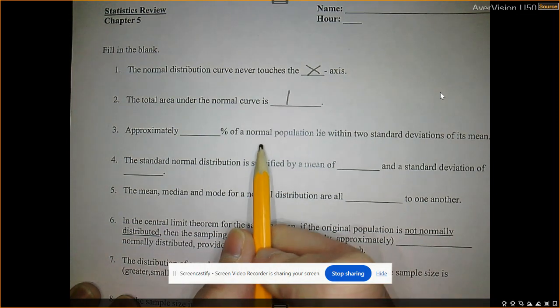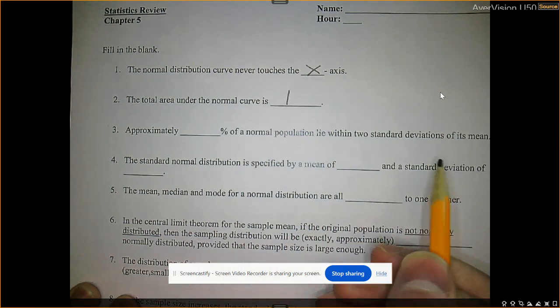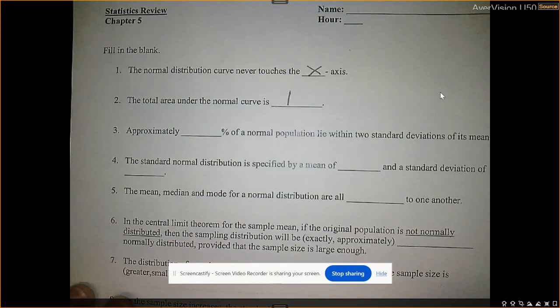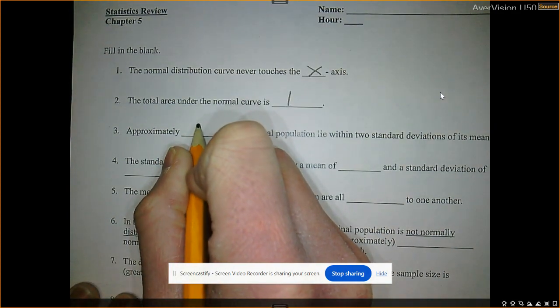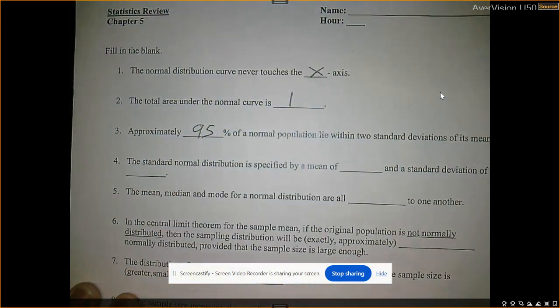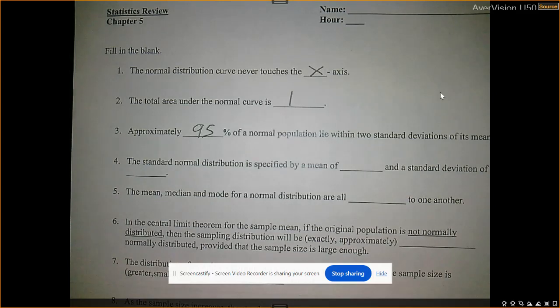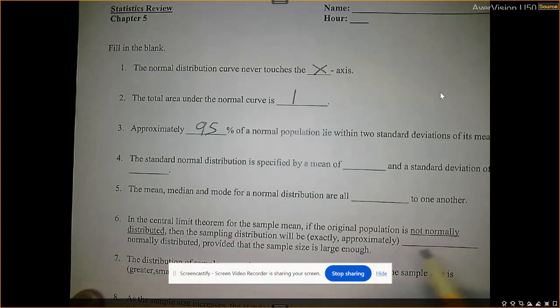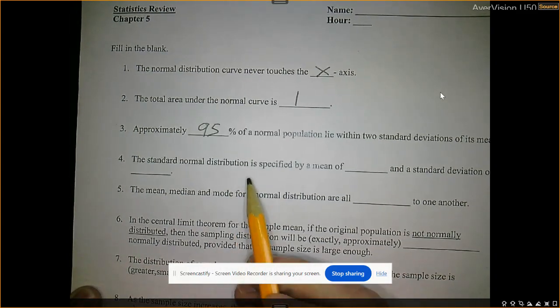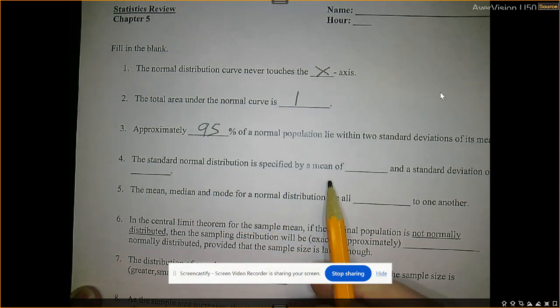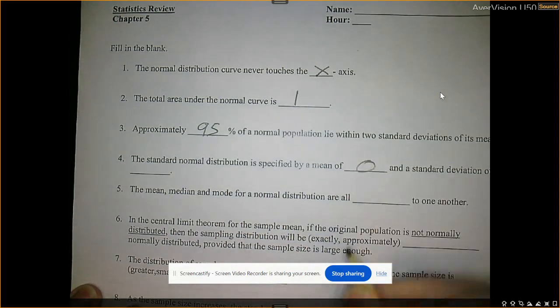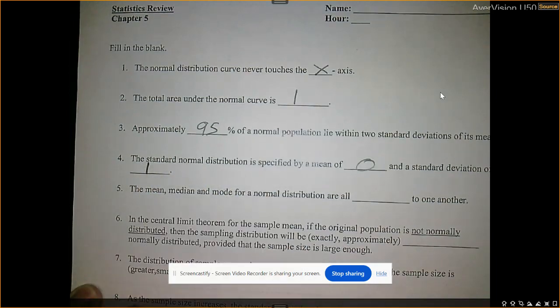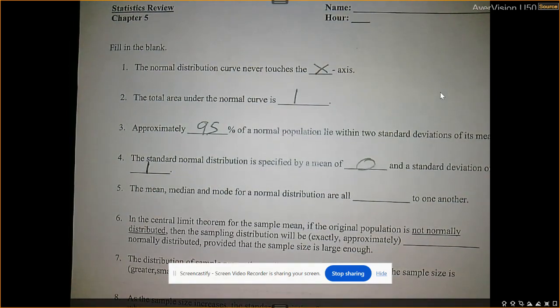Approximately what percent of a normal population lie within two standard deviations of its mean? That's the empirical rule. It's 68% within one, 95% within two, 99.7% within three. That's the empirical rule. Normal distribution is specified by a mean of zero and a standard deviation of one. Okay, that's the standard normal curve. We talked about that a lot. Hopefully, we got that down.